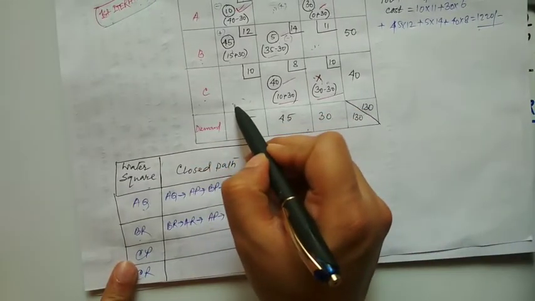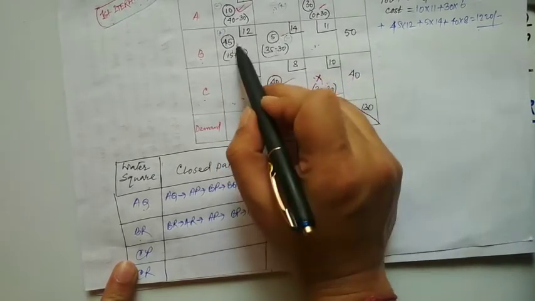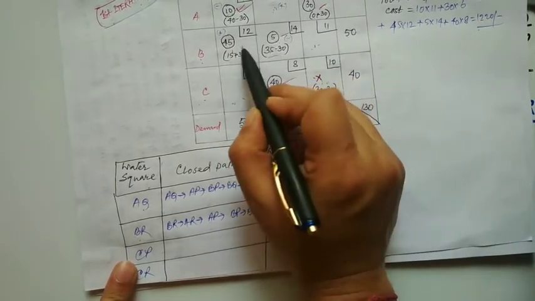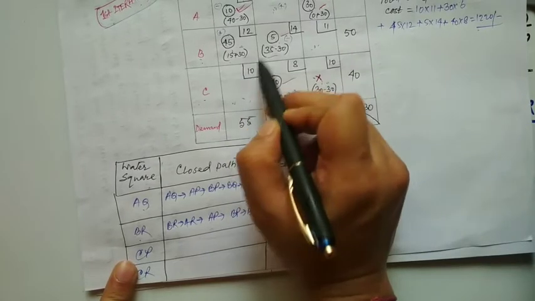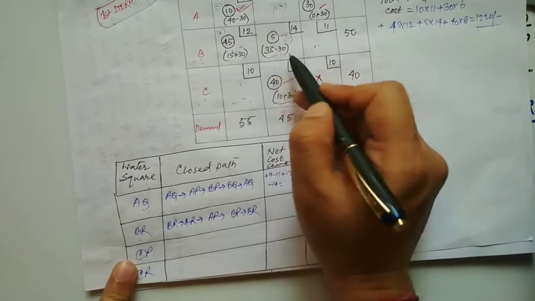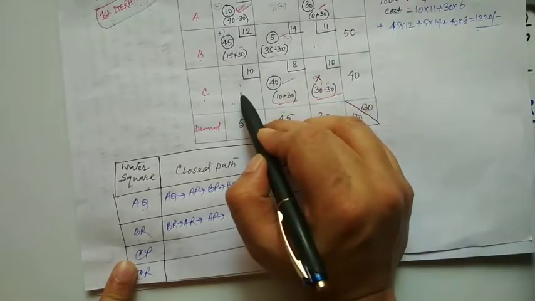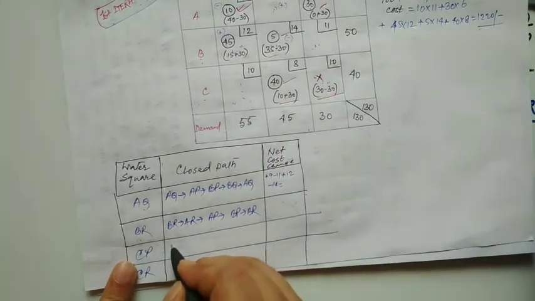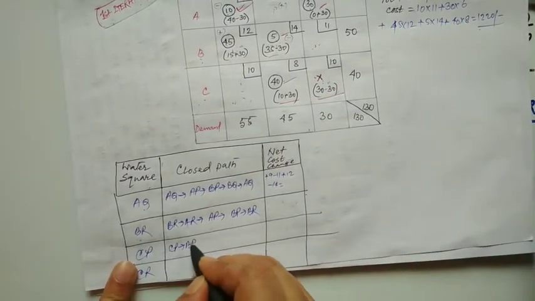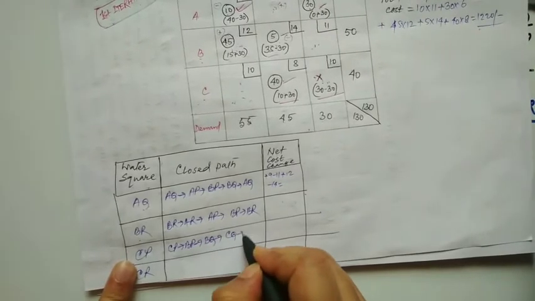So we'll start with CP, then BP, then BQ. These are the allocated cells, so we must take a turn. So CP, then BP, then BQ, then you can take a turn from here, CQ. Then we have to come back to the original position, CP. So CP, then BP, then BQ, then CQ, then CP.